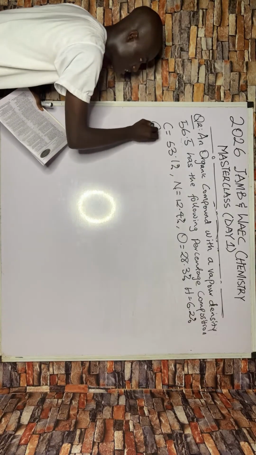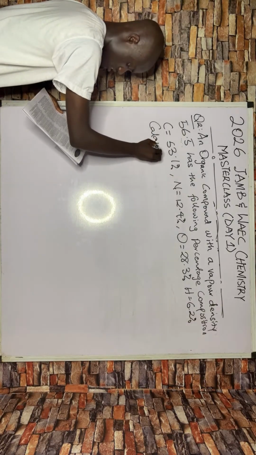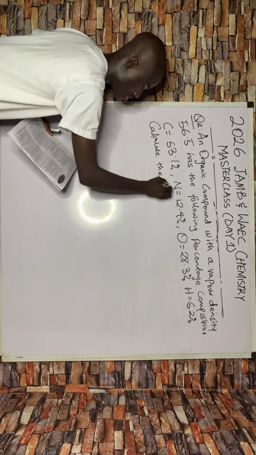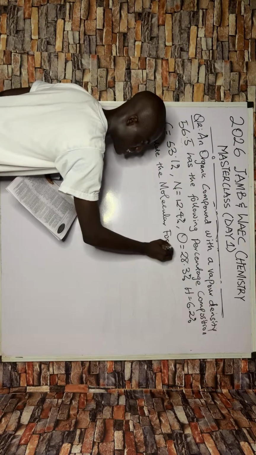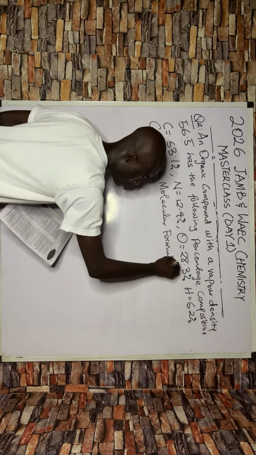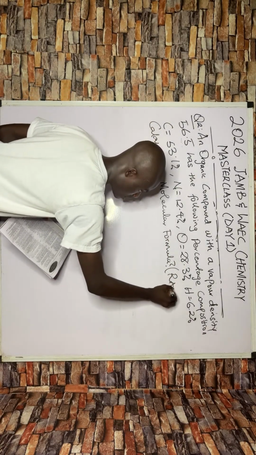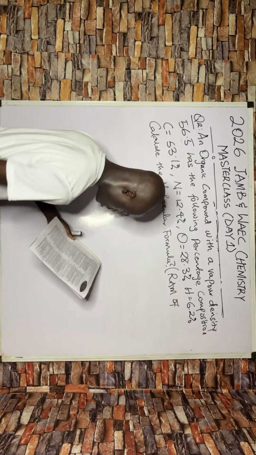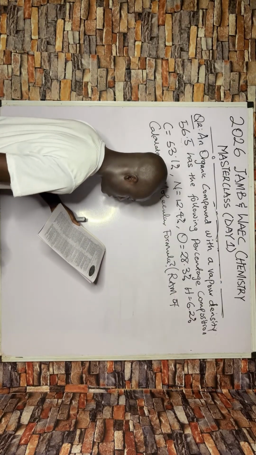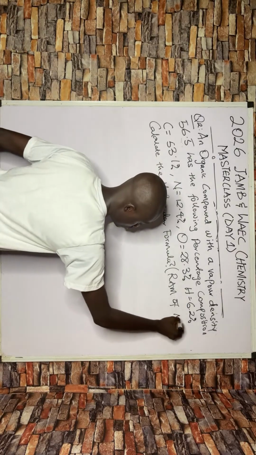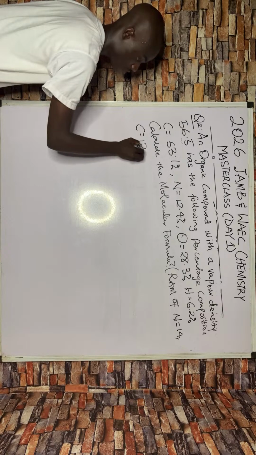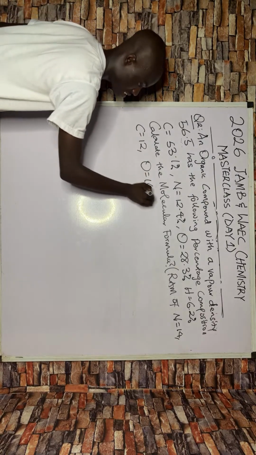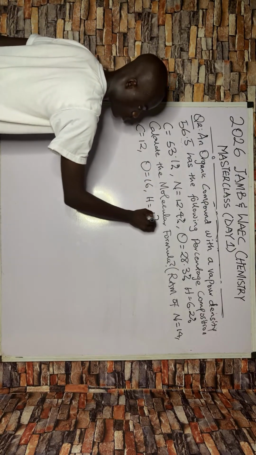It says calculate the molecular formula. And in brackets, we are given the relative atomic mass of the various elements. We are given the RAM of nitrogen to be 14, carbon is 12, oxygen is 16, and hydrogen is 1.